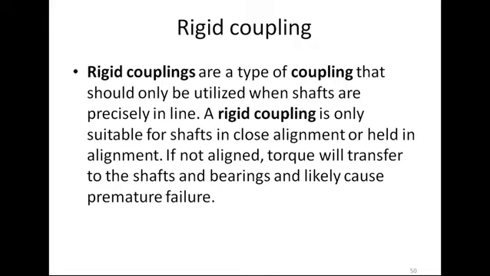Now we are going to see the rigid coupling. Rigid couplings are a type of coupling that should only be utilized when shafts are precisely in line. A rigid coupling is only suitable for shafts in close alignment or held in alignment. If not aligned, torque will transfer to the shafts and bearings and likely cause premature failure.